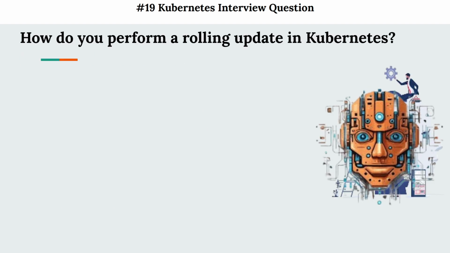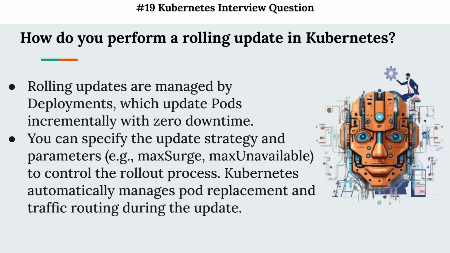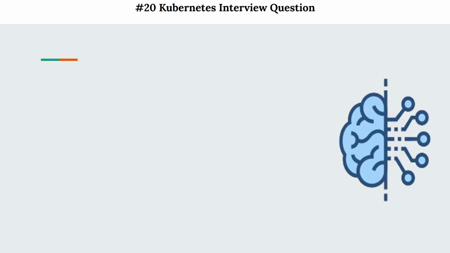How do you perform a rolling update in Kubernetes? Let's see the answer. Rolling updates are managed by deployments, which update pods incrementally with zero downtime. You can specify the update strategy and parameters, e.g., max surge, max unavailable, to control the rollout process. Kubernetes automatically manages pod replacement and traffic routing during the update. Let's move to the 20th question.